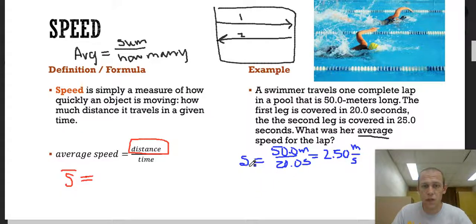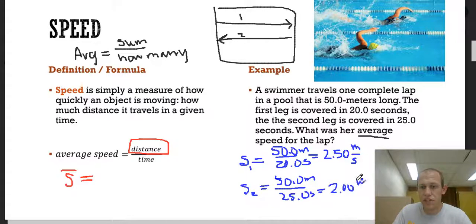So that's speed 1. Speed 2, when the person is going back, they're still traveling 50 meters, and they're now doing it in 25 seconds because they're tired. It's going to take longer. So when we divide that, we will get out 2.00. And I have to include those 2 zeros after the decimal point because I need it to be 3 significant figures, because both of these were 3 significant figures.